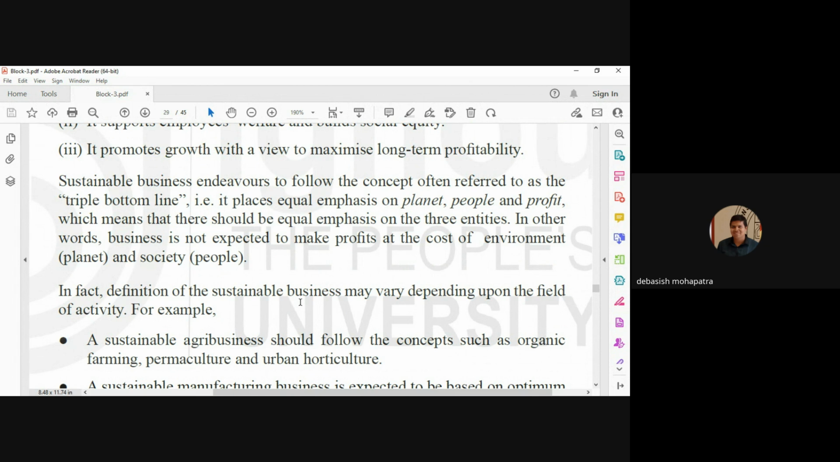So sustainable business endeavors to follow the concept often referred to as the triple bottom line. This places equal emphasis on planet, people and profit, which means that there should be equal emphasis on the three entities. In other words, business is not expected to make profit at the cost of the environment, the planet, and society, the people.